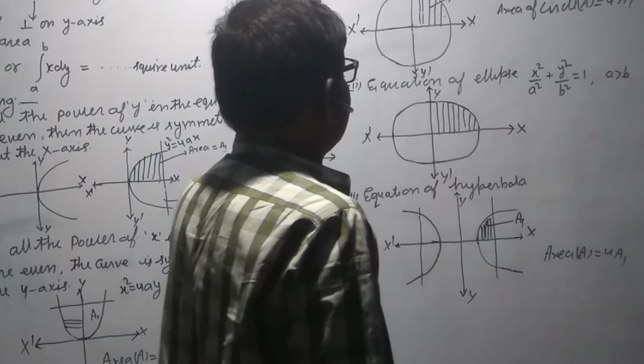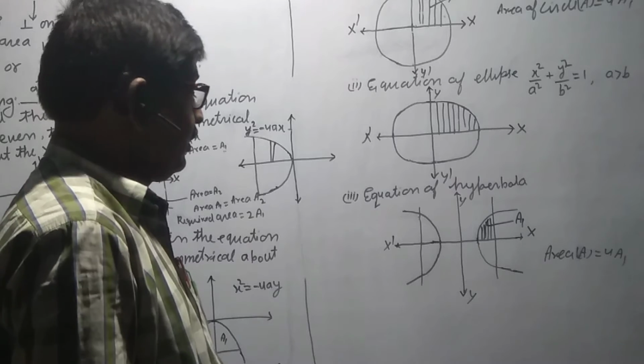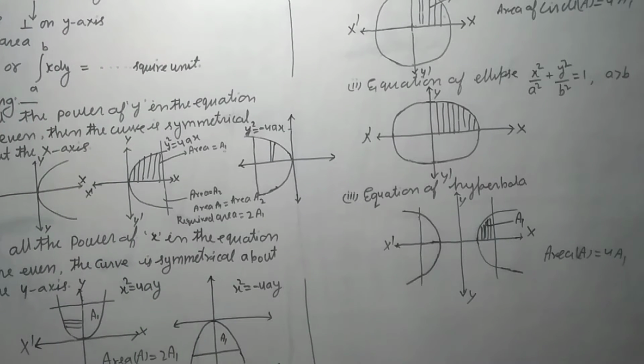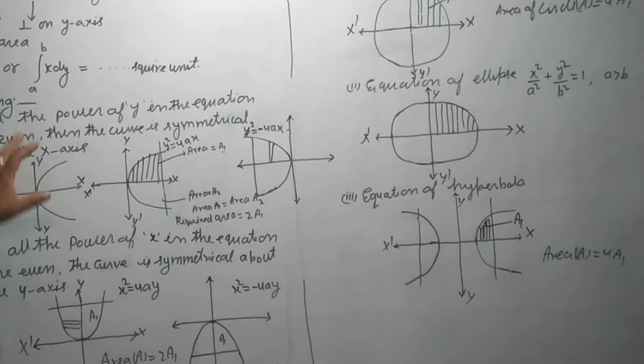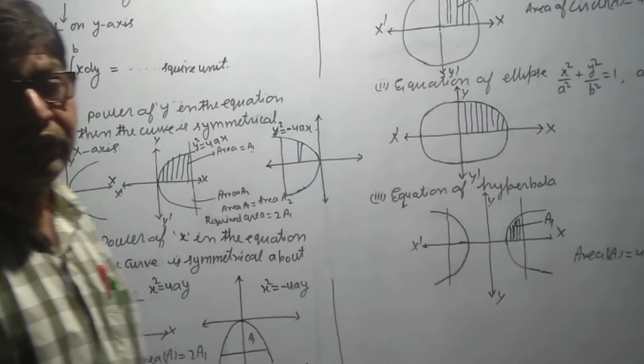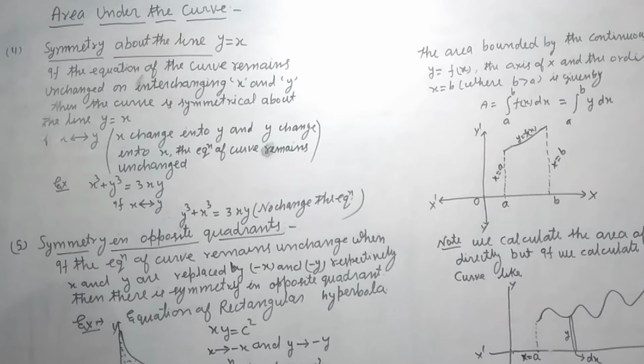In this case we can calculate these cases. Now we take another part, and after that we take an example, apply this rule and this process, and we calculate the area easily.